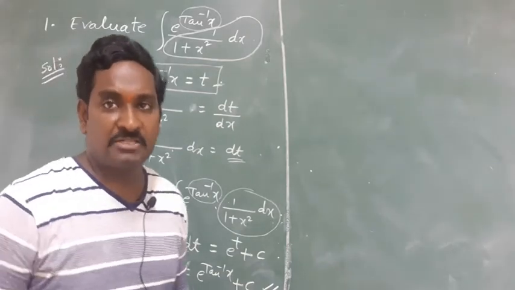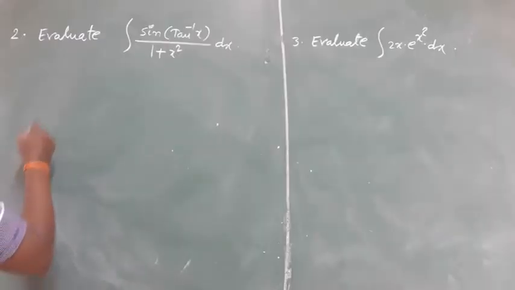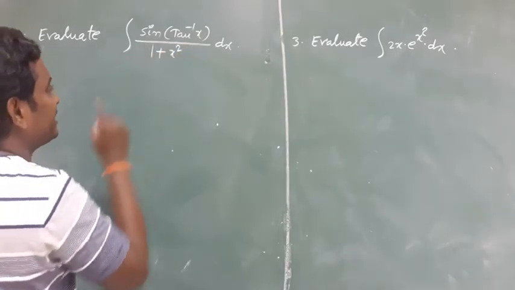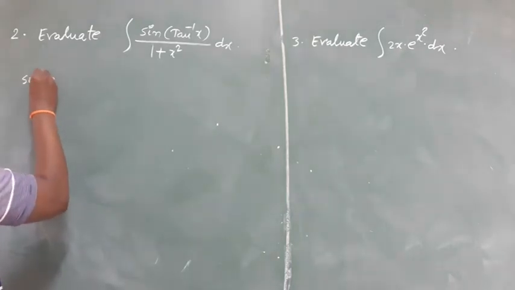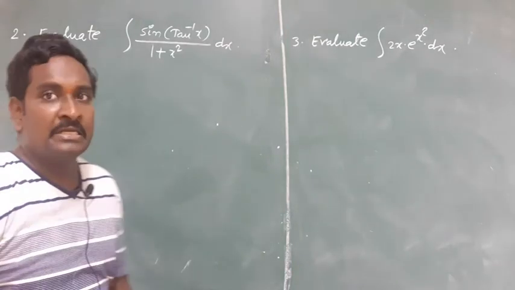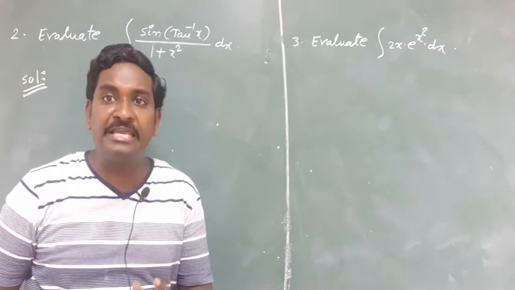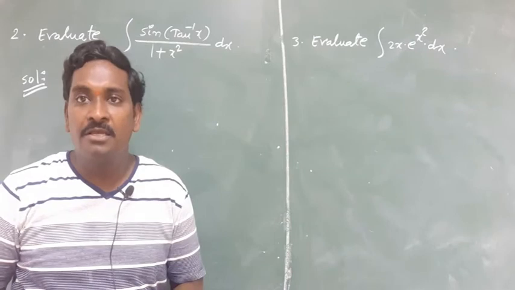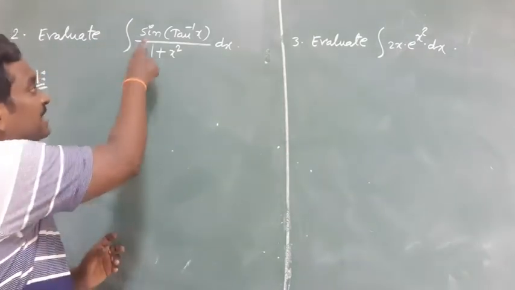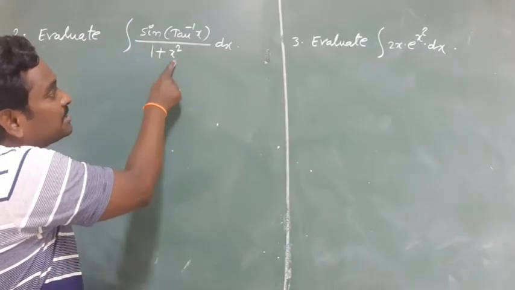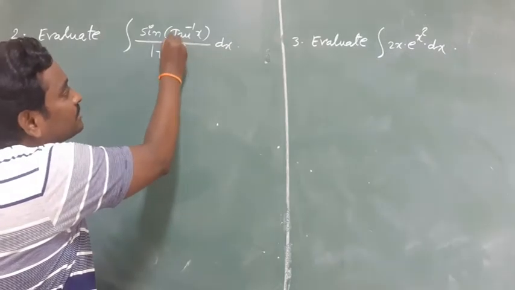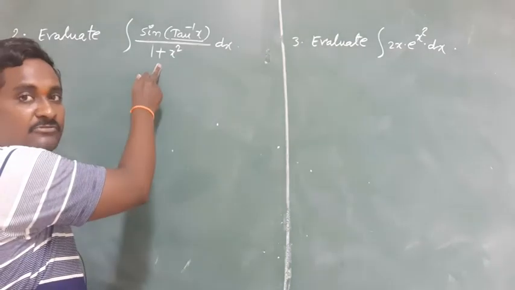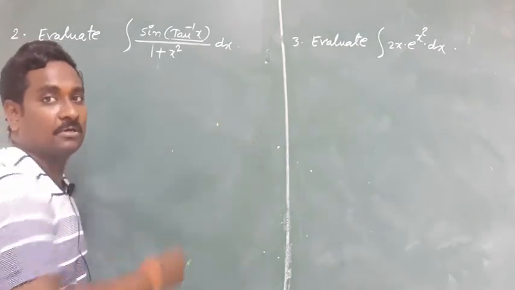Please see the next one. Evaluate integral of sine of tan inverse x by 1 plus x square dx. Please observe the structure of the given problem carefully. Just by eye contact you can easily identify the substitution term. Here also we have the term sine of tan inverse x whole by 1 plus x square. If you take tan inverse x is equal to t, its derivative is there. That's why use the substitution tan inverse x is equal to t.